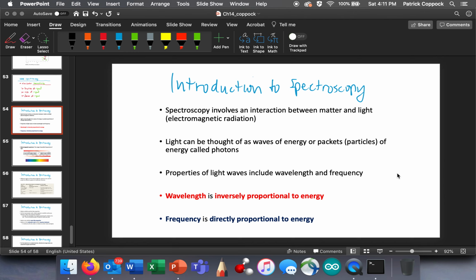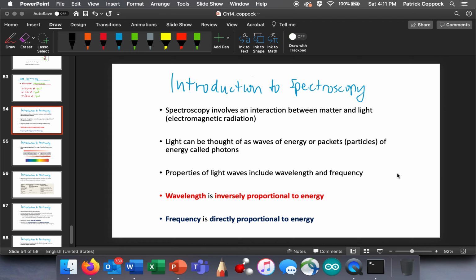Okay, so we're now ready for a textbook introduction to spectroscopy. We're just going to go through these slides and give you what textbooks typically give you. It's important to appreciate that spectroscopy involves the interaction of matter and light. We're going to shine light on samples and see what light gets absorbed and what light doesn't.